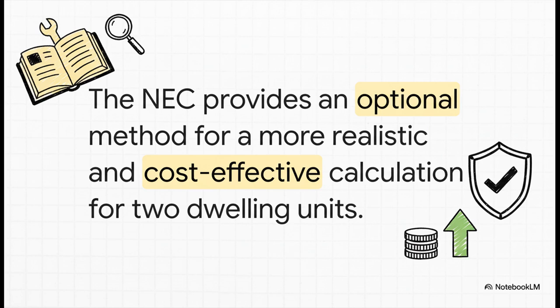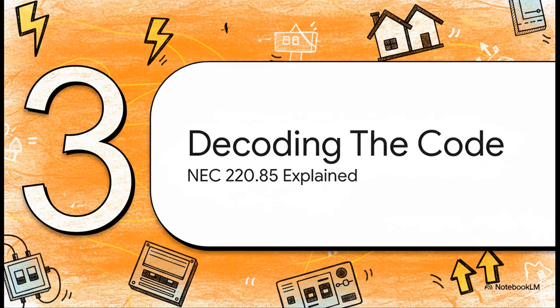The NEC basically acknowledges this exact dilemma and gives us an optional method. And I really want to stress that word, optional. It's a tool that's specifically designed to bring our calculations more in line with the real world, all while keeping those top-notch safety standards the code is known for. All right, so what does this rule actually say? Let's roll up our sleeves and get into the specifics. It's time to decode the language of the code itself.